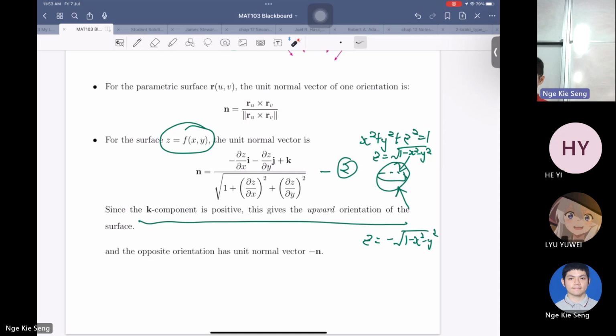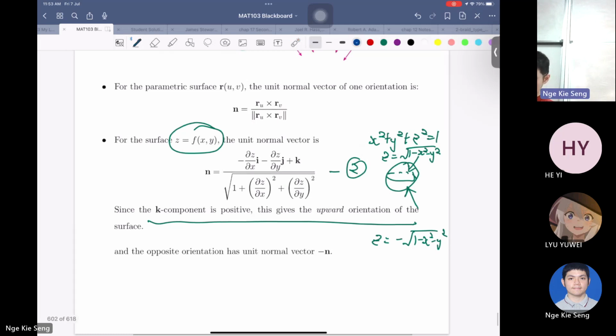Then you should see that the normal vector you compute for the positive hemisphere should move up, move outward. The bottom one should move outward as well. Although it goes to the bottom, it is outward. It's always outward. Please do an exercise. I want you to do this exercise here.